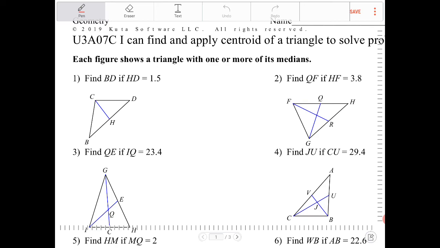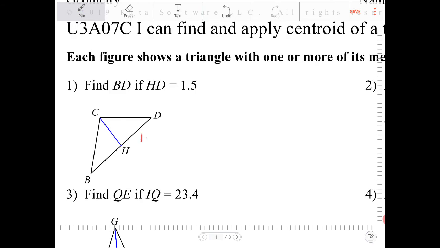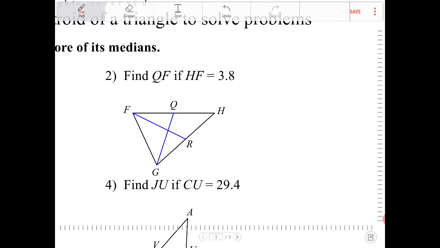So let's take a look at this problem here. It says find BD. HD is equal to 1.5. If HD is 1.5, then BD must be double that. It must be equal to 3. HF is equal to 3.8, and I'm asked to find out what QF is. QF must be half of that. QF, therefore, must equal 1.9.